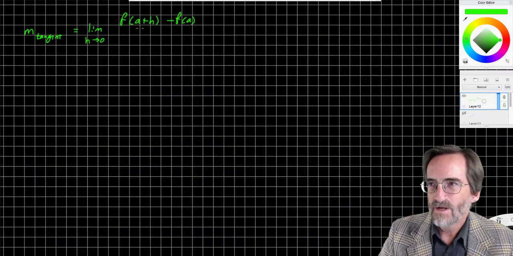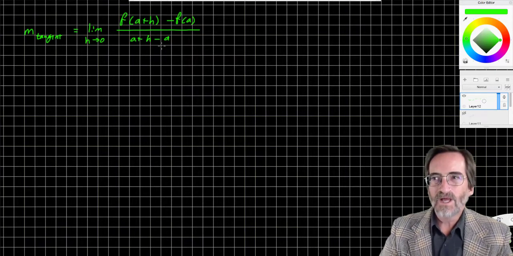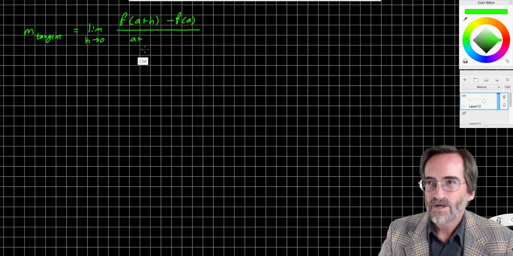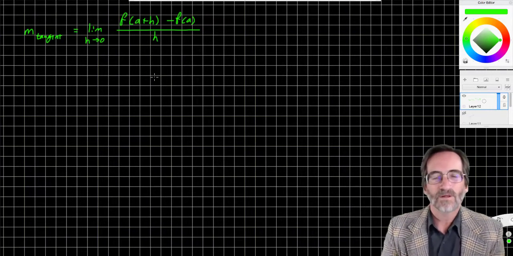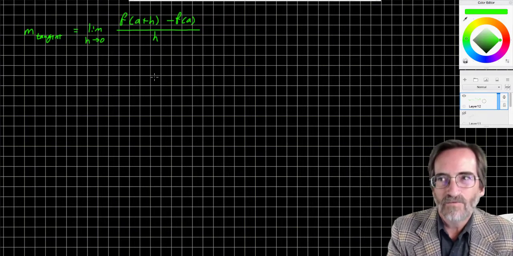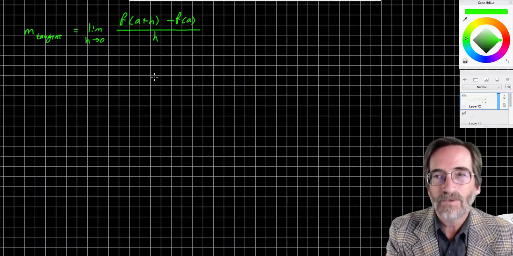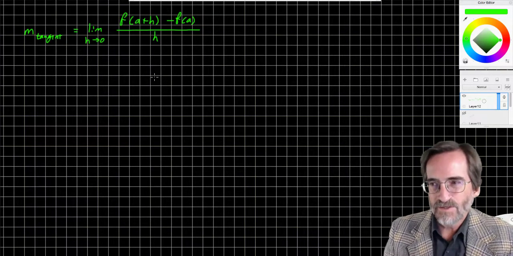So there's that change in y, that subtraction that goes on for the y's, y2 minus y1 over x2 minus x1. So a plus h minus a. Now notice the a's actually cancel out, and this just becomes h. So this is the definition of the slope of a tangent line, right? The limit as h goes to 0.